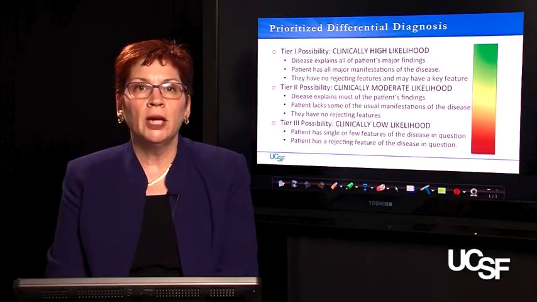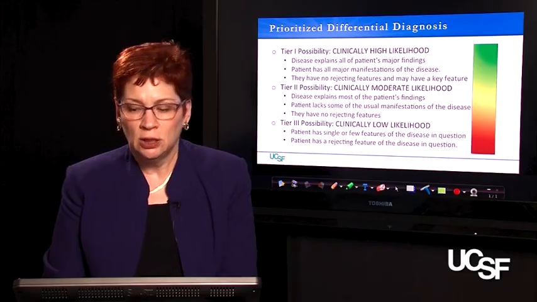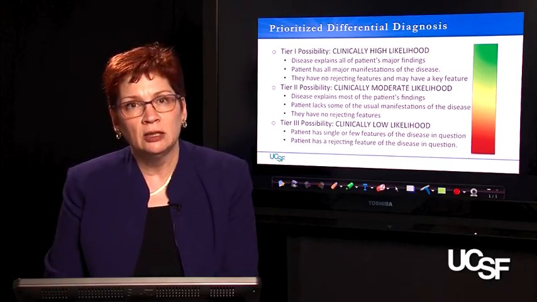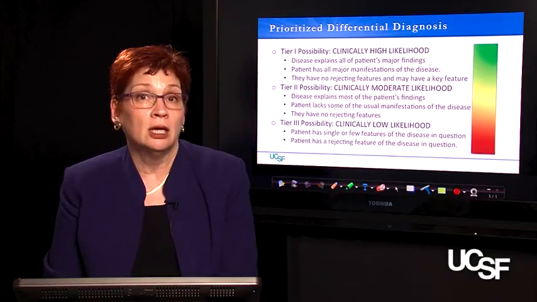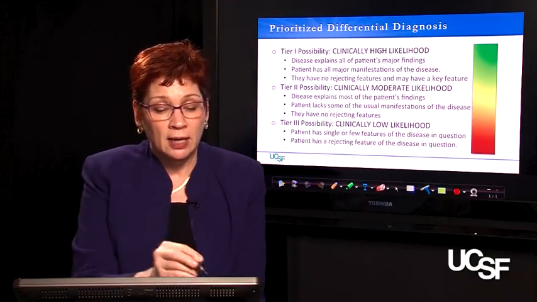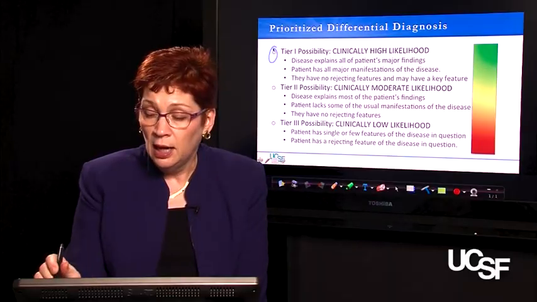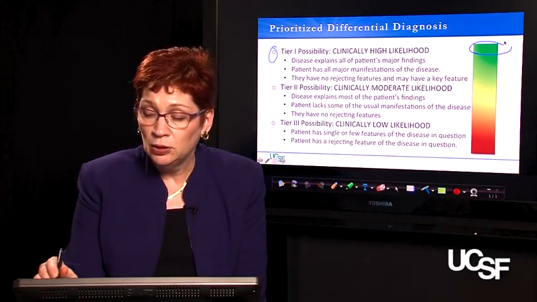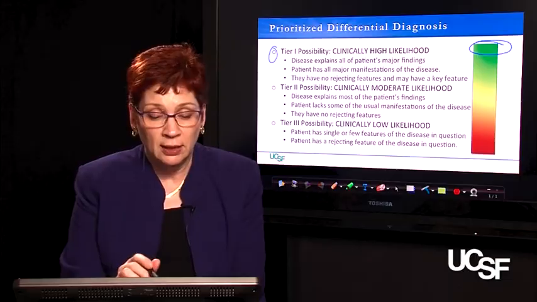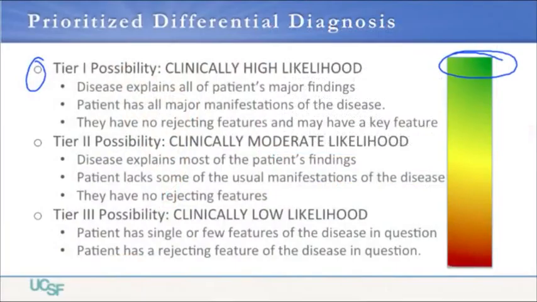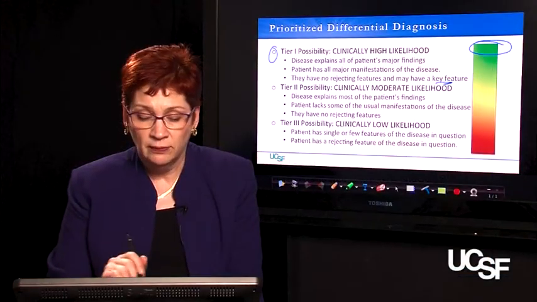Finally, we use the comparison between our patient's illness script and our disease-based illness script to tier the likelihood that a given disease is the cause of the patient's symptoms. And we said a tier 1 possibility on the likelihood ruler here was clinically high likelihood, either likely or very likely. That happened when the disease under consideration explained all of the patient's major findings, and the patient had all the major manifestations of that disease, and they had no rejecting features. They might even have a key feature.